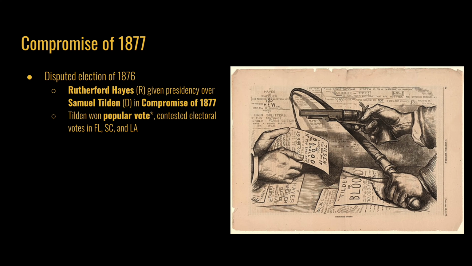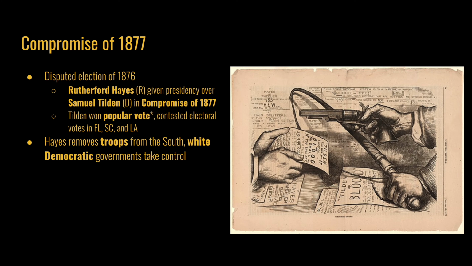Ultimately, the compromise gave the presidency to the Republican candidate, Rutherford Hayes, with the promise that he would remove the last remaining Union troops from the South. The last states to be readmitted to the Union would be allowed to do so once these troops were withdrawn.